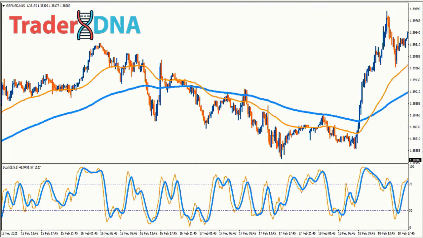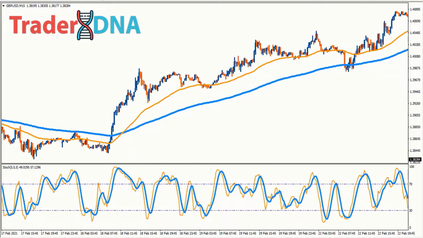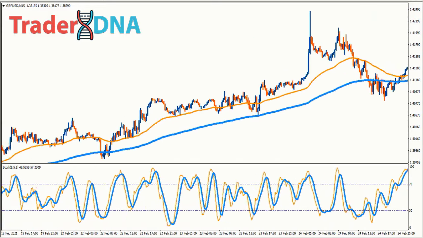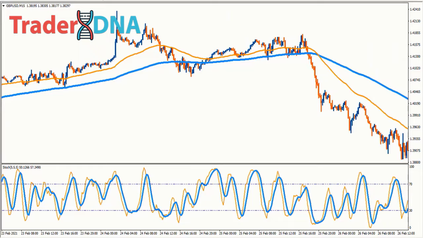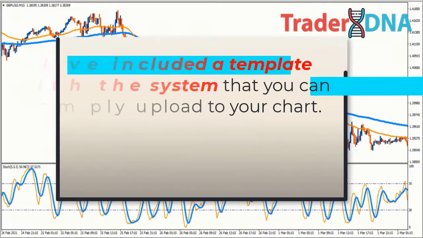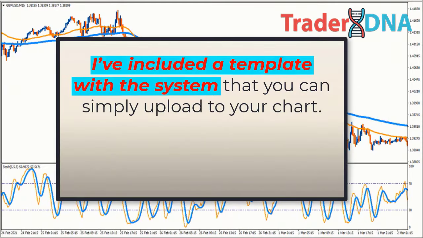In this strategy, we use the 150 and 50 exponential moving average, or EMA, combination on the 5-minute chart to identify strong trends. I've included a template with the system that you can simply upload to your chart and it will automatically plot all these indicators perfectly on your charts, so there's nothing for you to worry about.